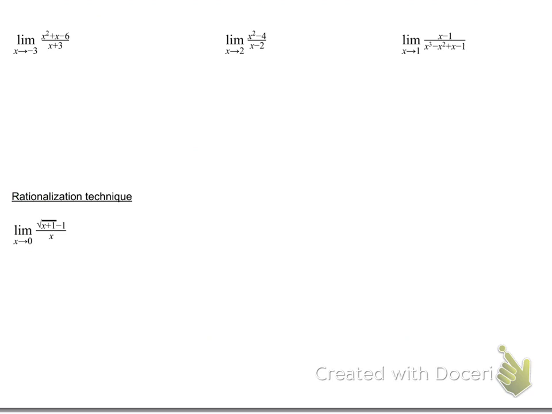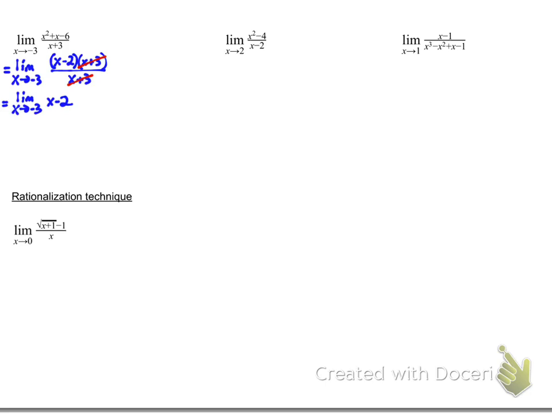Right here, the limit as x approaches -3 of x squared plus x minus 6, all divided by x plus 3. Well, you notice here, it doesn't look obvious what we can divide out, so the first thing we're going to have to do is factor the numerator. Once we factor it, then we notice, oh, now there's an x plus 3 on the top and the bottom. So we can divide this out only because we're within the limit, and we get the limit as x approaches -3 of x minus 2.